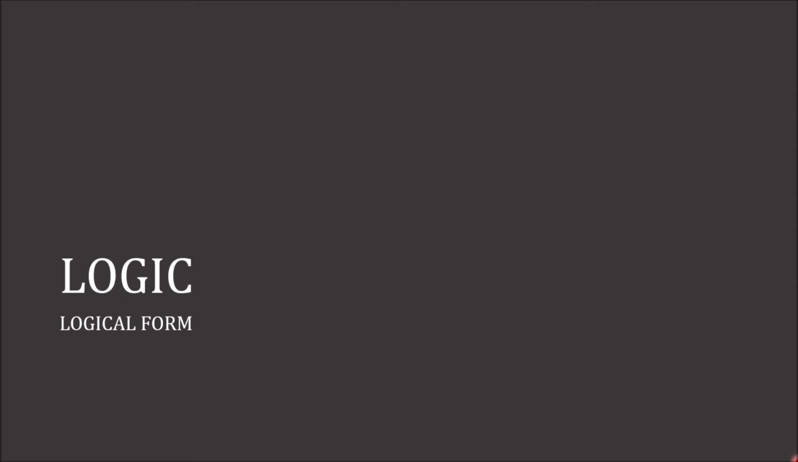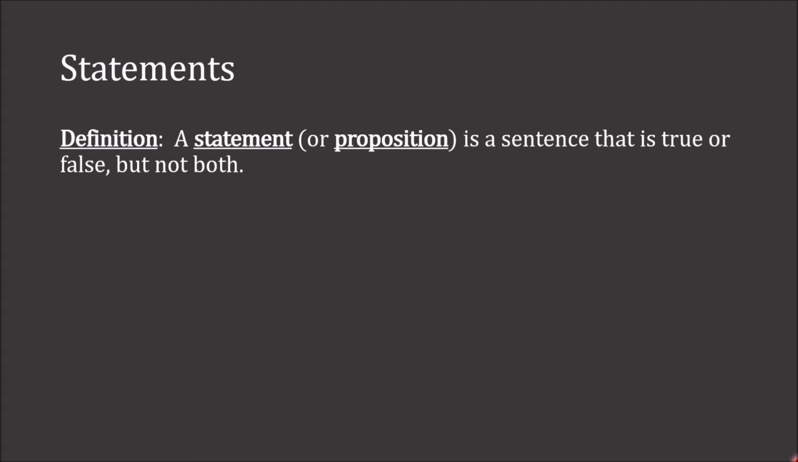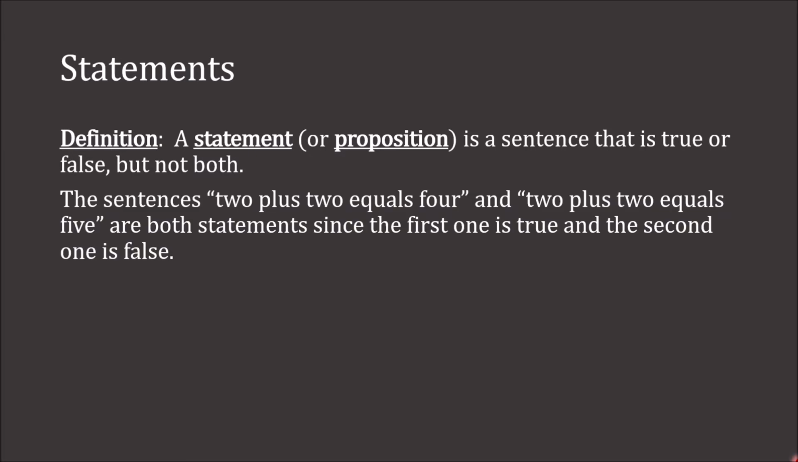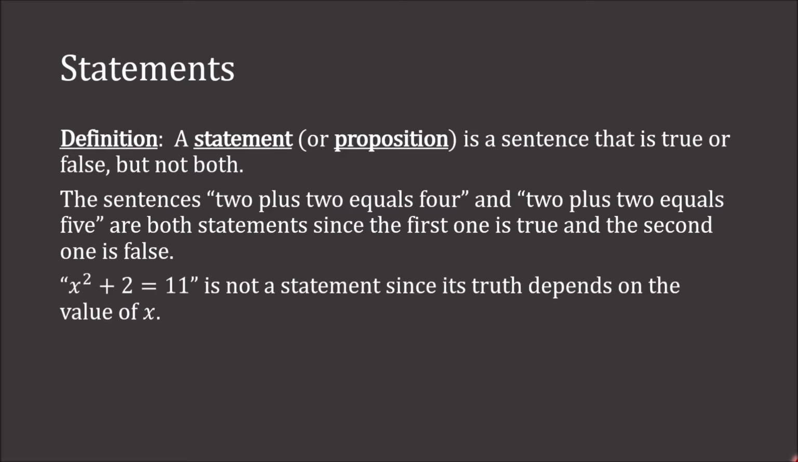We should begin our study of discrete mathematics by looking at logical form. A statement is simply a sentence that is true or false, but not both. So for example, the sentences 2 plus 2 equals 4 and 2 plus 2 equals 5 are both statements. The first happens to be true, and the second happens to be false. However, x squared plus 2 equals 11 is not a statement, since the truth of this sentence depends on the value of x.